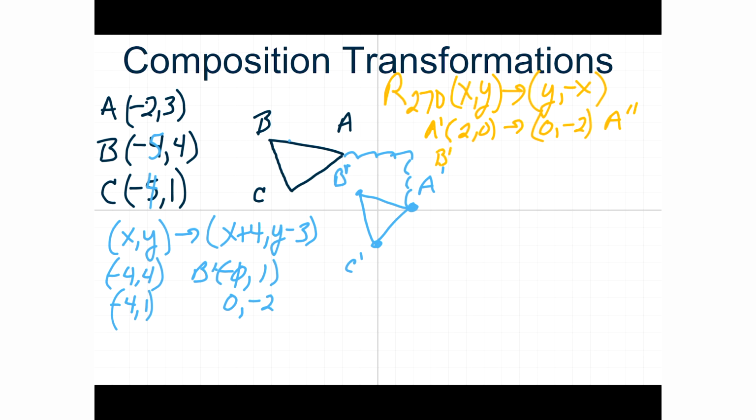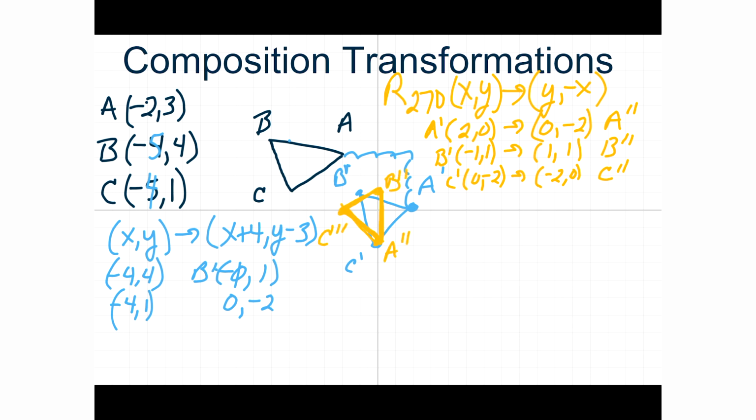Put my B prime in there. My B prime was at negative 1, 1. So I put that in there. I get an output of 1, 1. So that's B double prime. Put in my C prime, which is 0, negative 2. So then I'm going to get an output of negative 2, 0. That's C double prime. So now I'm going to plot these points.